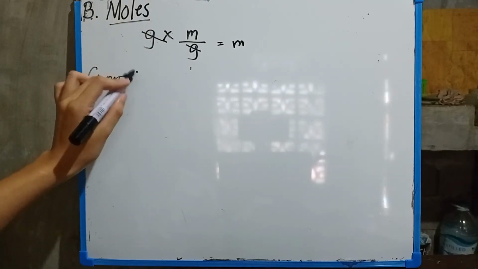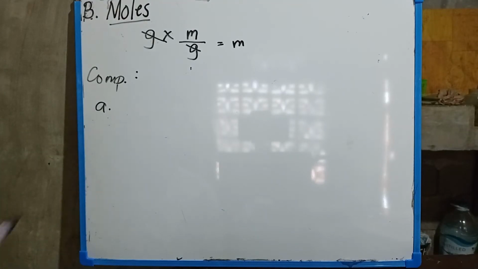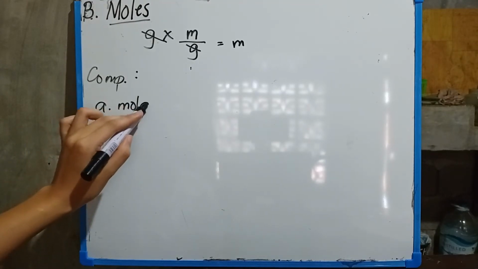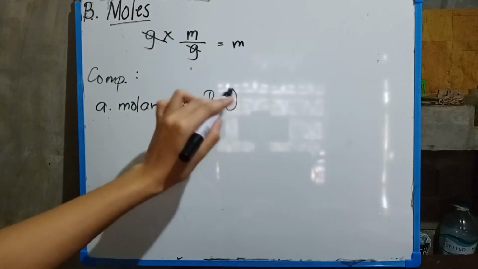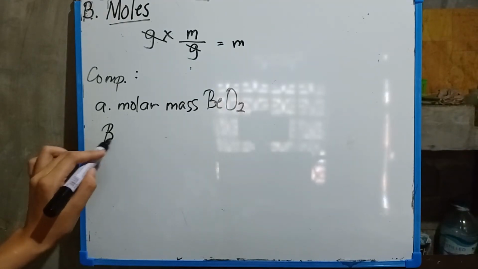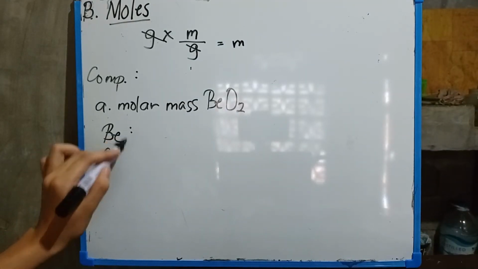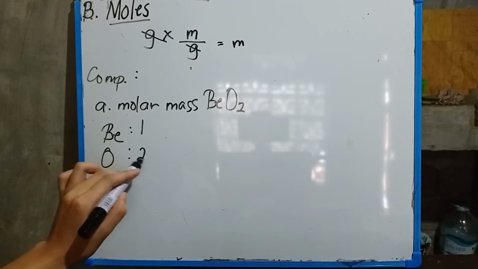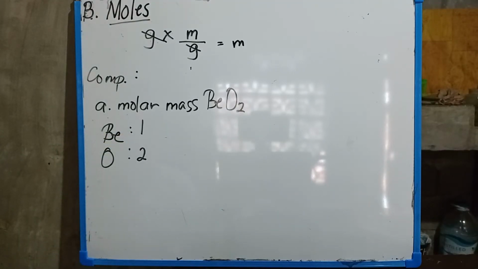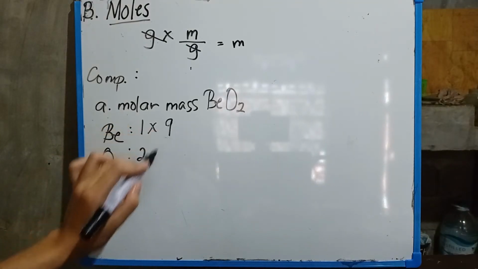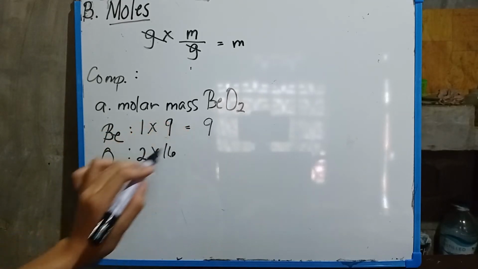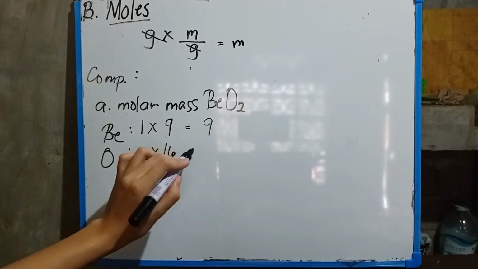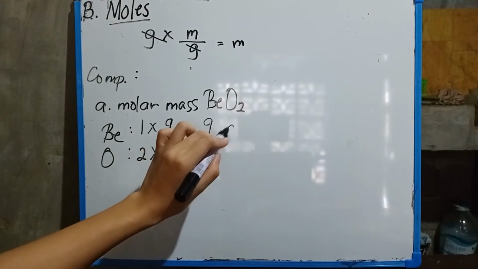So for our computation, first we're going to get the molar mass of beryllium dioxide. So Be, and the oxygen. So we have 1 and then we have 2. So the atomic mass of the beryllium is 9. And for oxygen is 16. So 1 times 9 is 9 and 2 times 16 is 32 grams per mole.